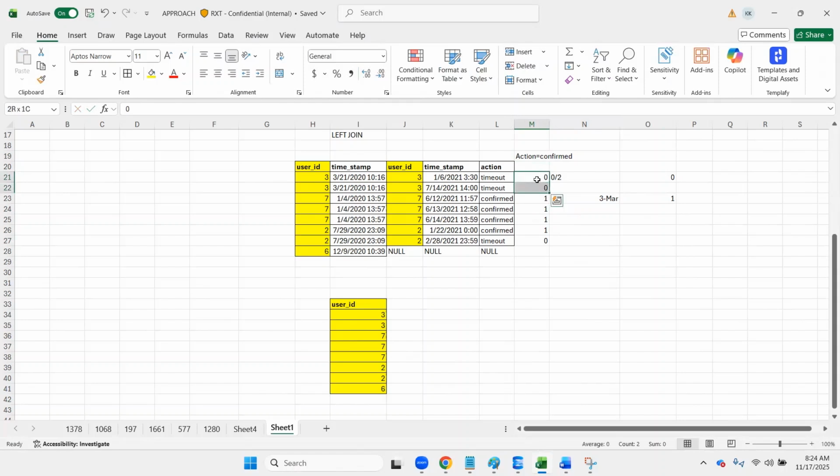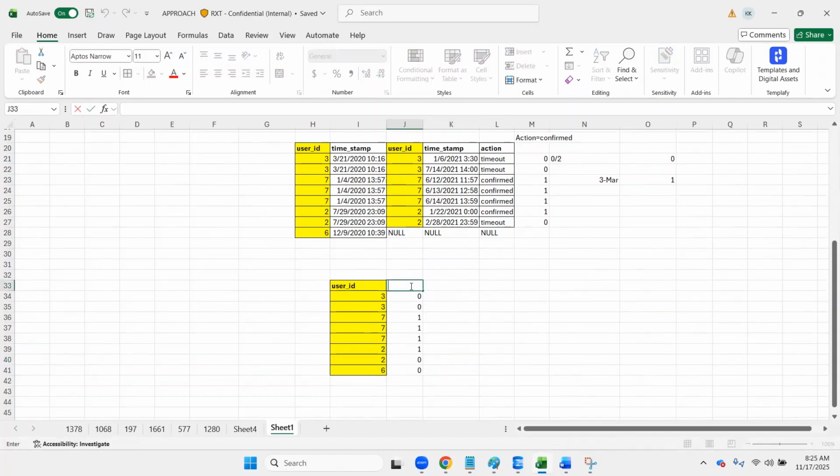When you apply sum on top of that, the values were duplicated. Before that, I will put all these values here. When the value is null, I will also give 0 because it's not a try. So this is the numerator.